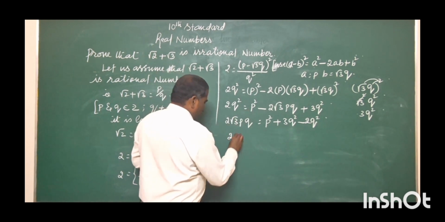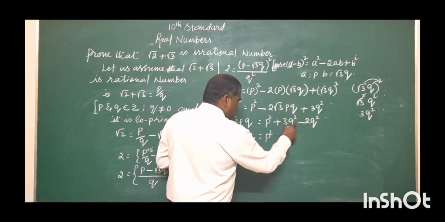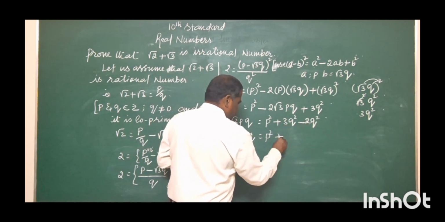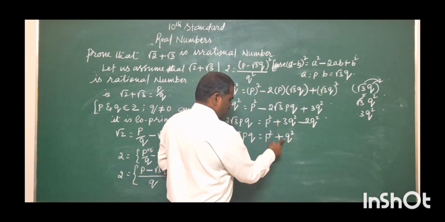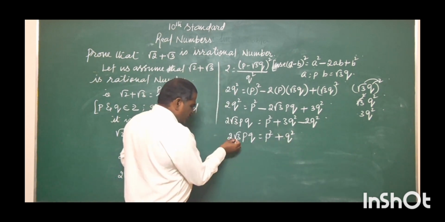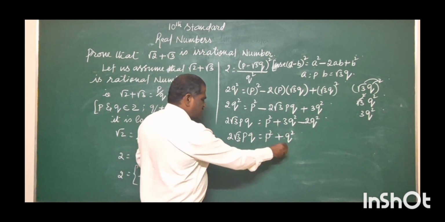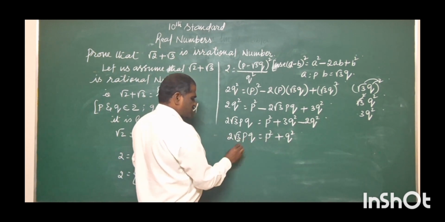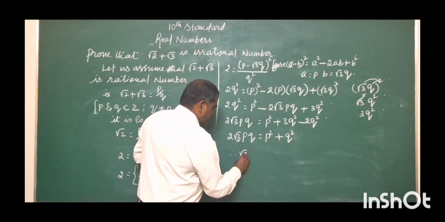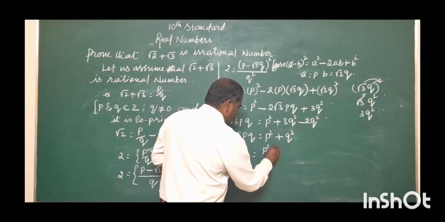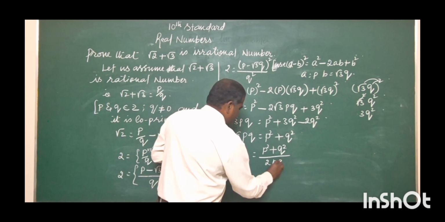2 root 3 pq is equal to p square. When you subtract these two, we get plus q square, since the greater number has the plus sign. Excluding root 3, take these values to the right hand side. These are all in multiplication, and the opposite of multiplication is divide. Therefore, root 3 is equal to p square plus q square divided by 2pq.